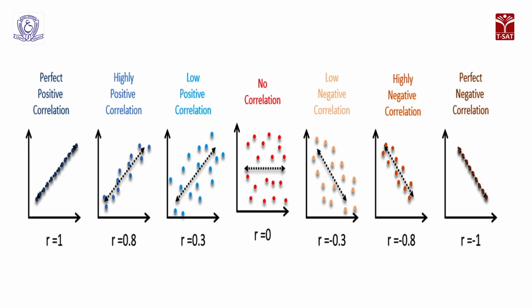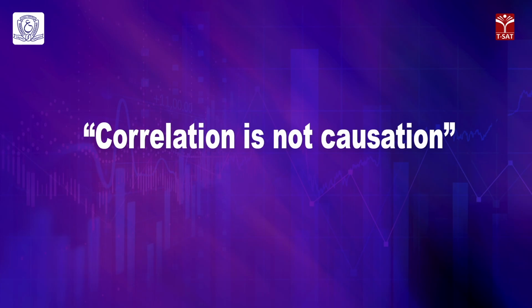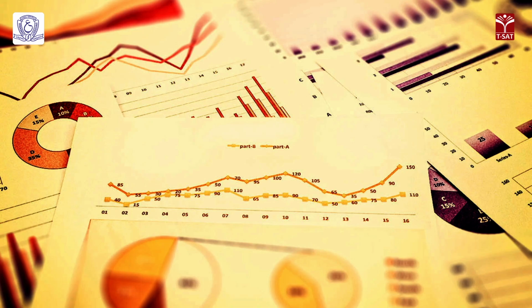For this kind of data, we generally consider correlations above 0.4 to be relatively stronger correlations, and those below 0.2 are considered weak. Correlation is not causation, which means that just because two variables are related, it does not necessarily mean that one causes the other.